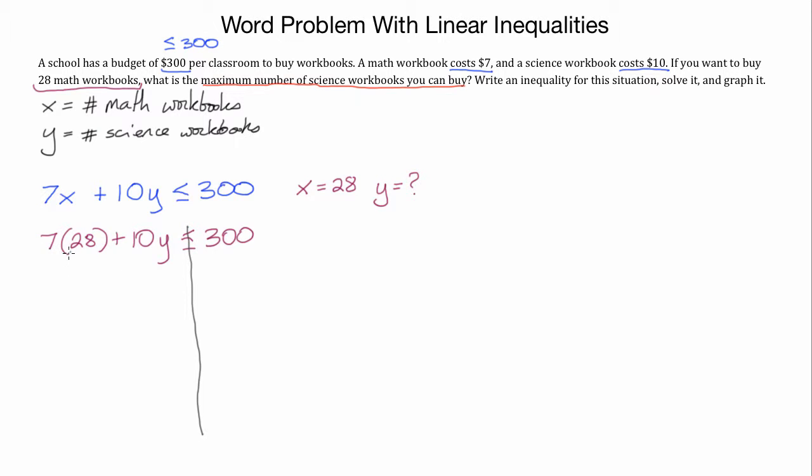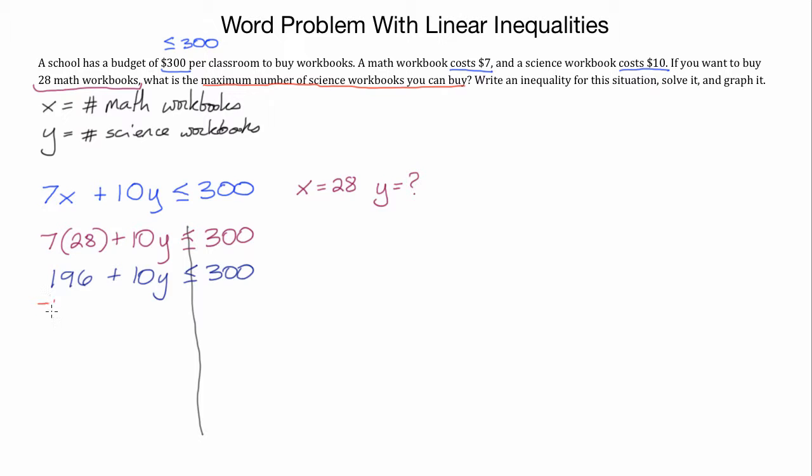So first thing I need to do is 7 times 28. That's going to be 196 plus 10y has to be less than or equal to 300. So if I buy 28 math books, that means I'm going to spend $196 on all of that.